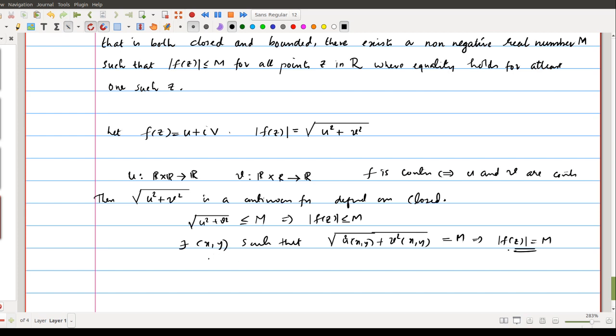So this is the consequence of real functions, giving the boundedness of a continuous function defined on a closed and bounded region. With this we conclude section 18. In the next class we will discuss section 19, which deals with derivatives of complex functions.